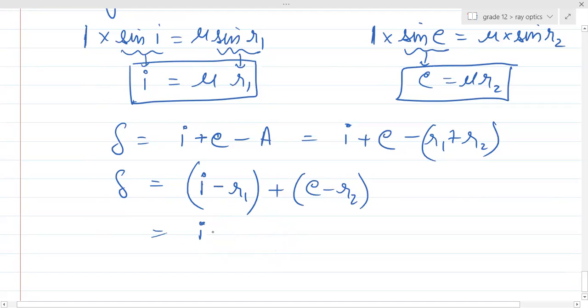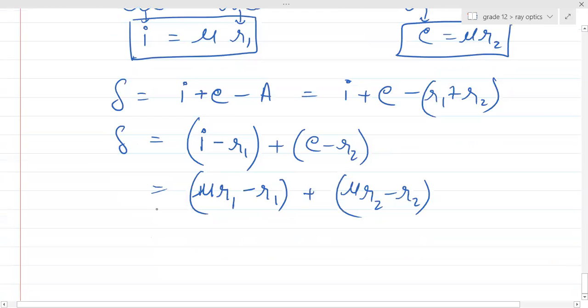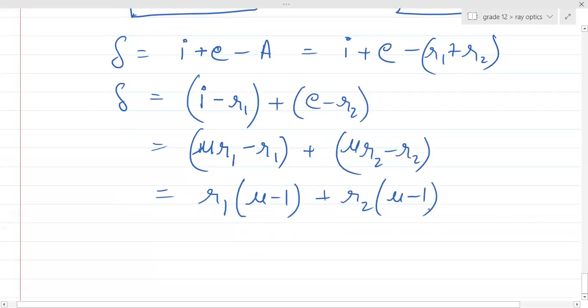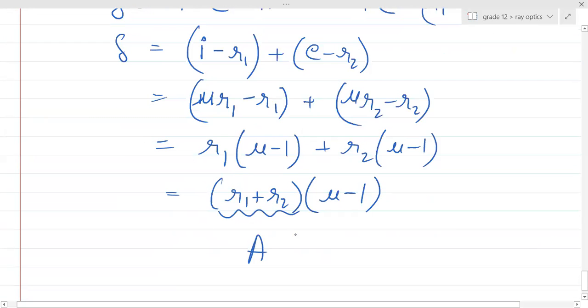Or instead of doing that, let's do this. Let's write I as mu into R1, so I minus R1 is mu into R1 minus R1, plus E minus R2 is mu into R2 minus R2. So from here, R1 into mu minus 1 plus R2 into mu minus 1. Yes or no? Now can I take mu minus 1 common? And what will be left? Only R1 plus R2 will be left, times mu minus 1. So can you see this is basically the angle of prism.